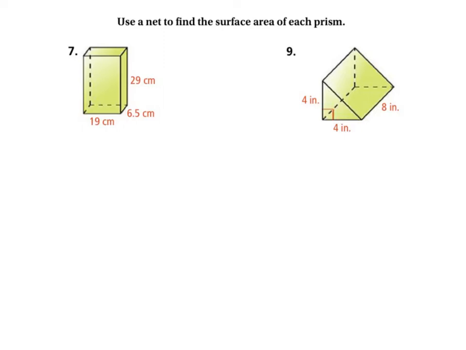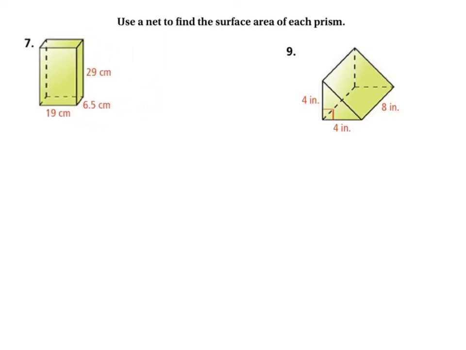So what we're going to do for this first one, number 7, is look at the 3 different measurements, 19, 29, and 6.5. Let's just do this first surface on the front. You can see that this front surface and its corresponding back surface would be 19 across by 29, that height, right? And of course, because we have it front and back, we have it twice, so we multiply by 2.